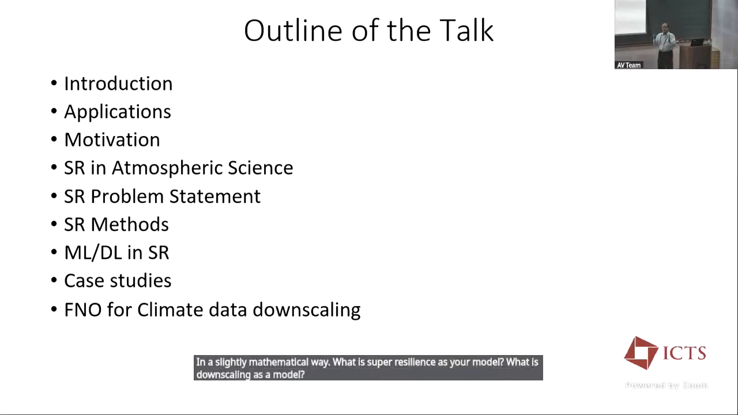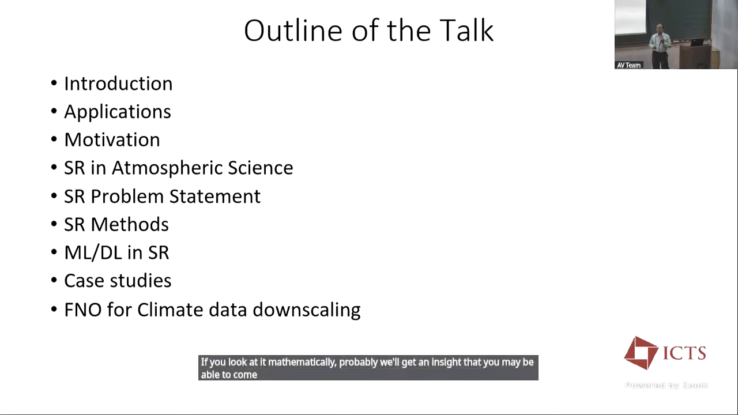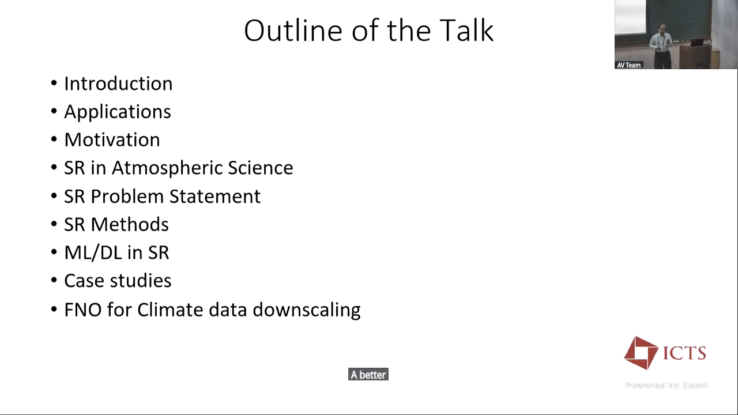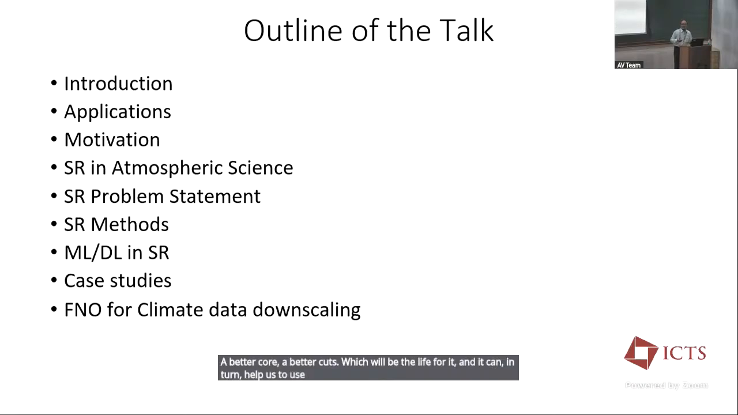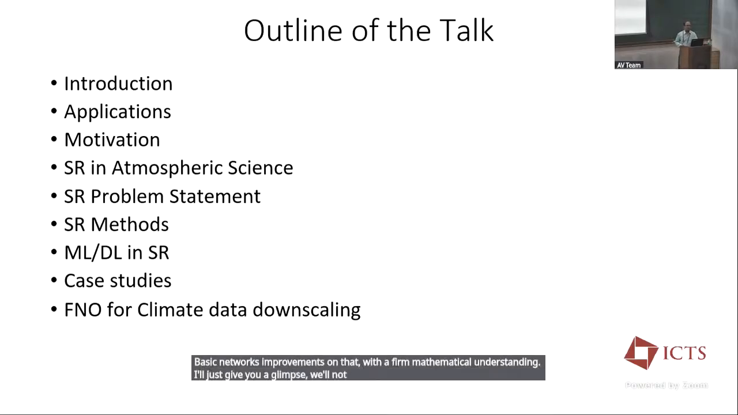So far we have just seen a network coming up and some output coming out, but what is actually sitting in it? If you look at it mathematically, probably we'll get an insight that lets you come up with better code, better cuts, which will be the life of it. And it can, in turn, help us use all the tools that we have learned in our schools and colleges. They'll become very handy in coming up with basic network improvements with a firm mathematical understanding. I'll just give you a glimpse; we will not be able to go into great depths.